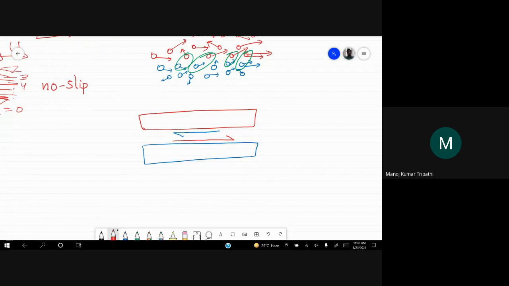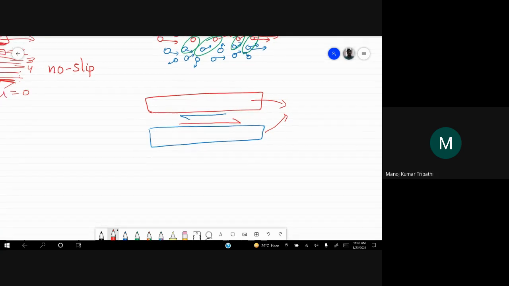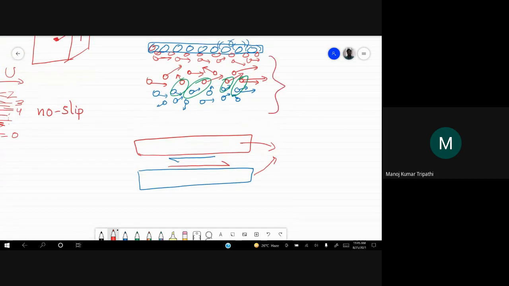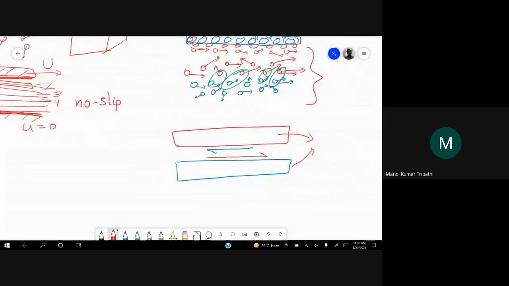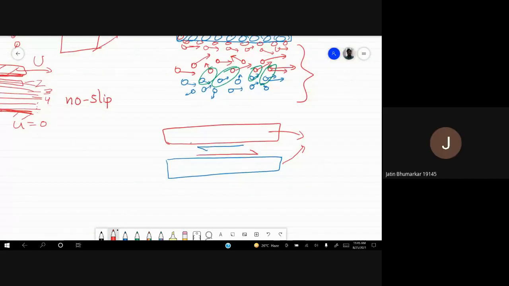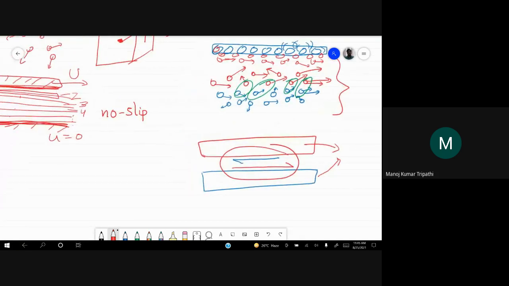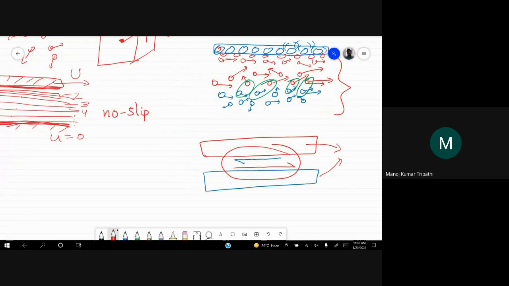And here, these layers that I am showing, these are liquid layers in the continuum sense because we are assuming them to be continuous media, not composed of molecules. Here we are showing the molecular picture. So this resistance, this force between the two layers, that is called the viscous force, or viscous stress.